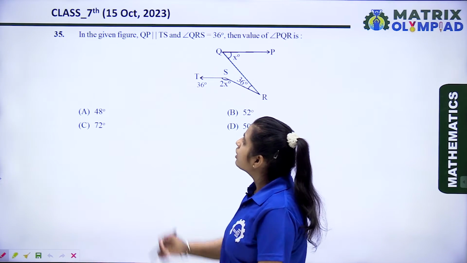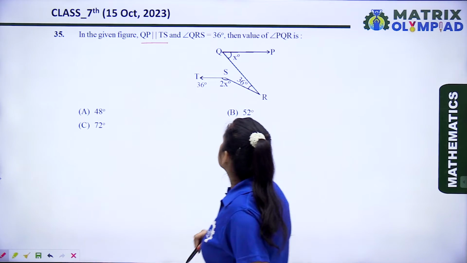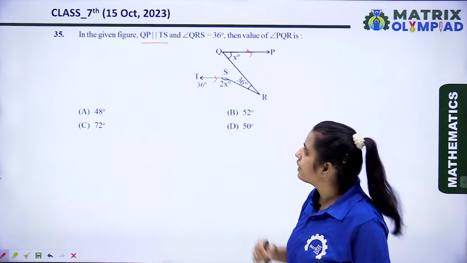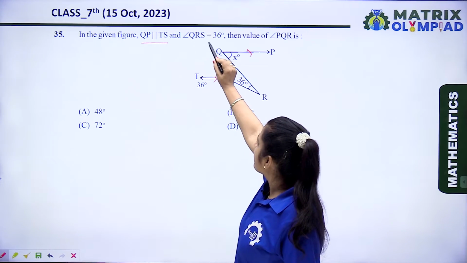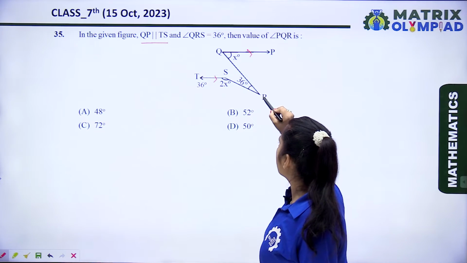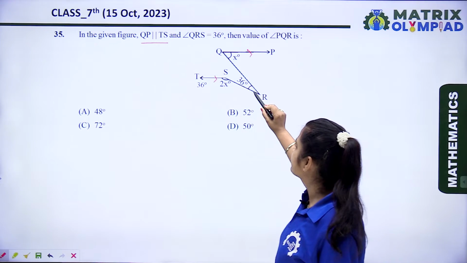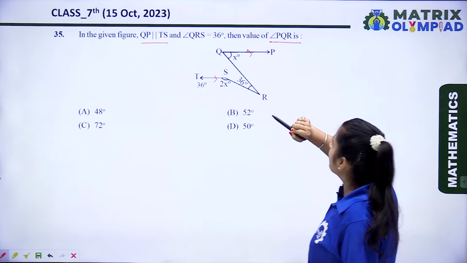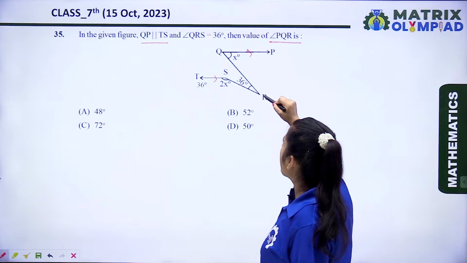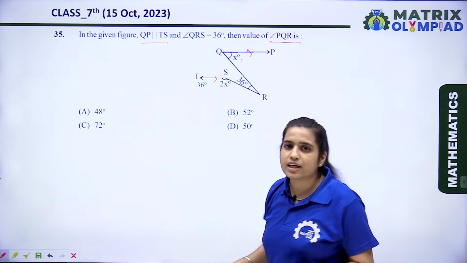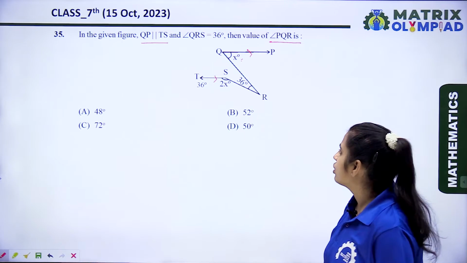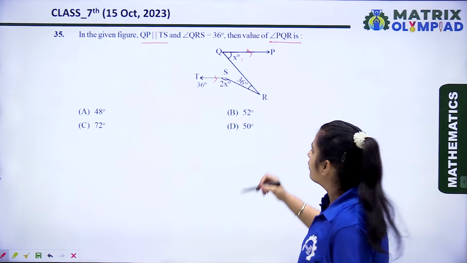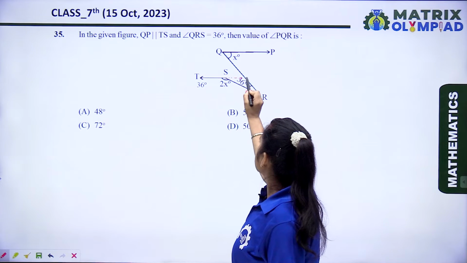In the given figure, QP is parallel to TS. QP वाली लाइन जो है वो TS लाइन के parallel है. Next is QRS. Here QRS is given to us, that is 36 degree. ये already given है. हमें find out करना है angle PQR. PQR हमें find out करना है. It means we have to find out the value of X here. So for X, what we are going to do, we will just extend the line.